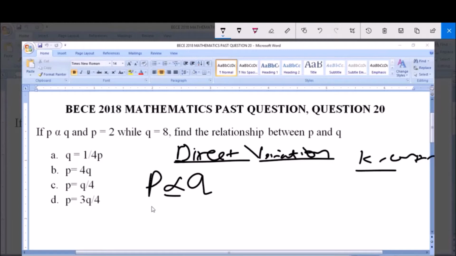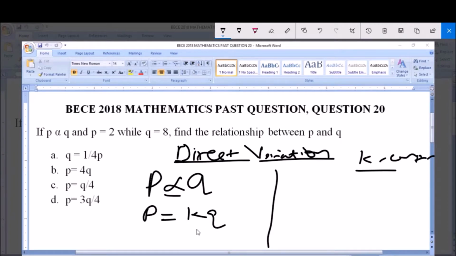So therefore we have that P is equal to KQ. Now this constant here is unknown. P we don't know and Q we don't know, but we are trying to find the relationship between P and Q. Therefore we must find what this constant means. Finding the constant will enable us to establish the relationship between P and Q. Remember, P is directly proportional to Q, meaning when there's an increase in P, there will be an increase in Q, and when there's a decrease in P, there will be a decrease in Q. But we have to find this K here, the constant, to establish the relationship.